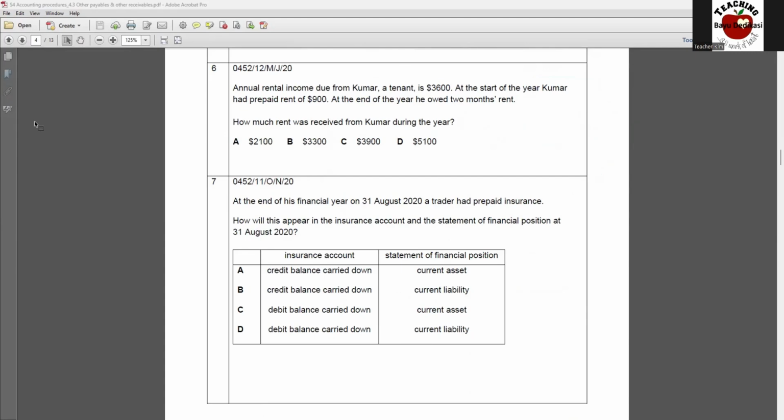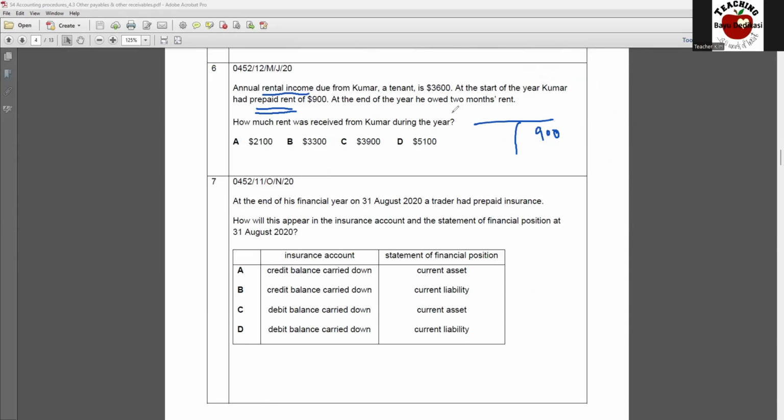Annual rent income due from Kumar, a tenant, is 3,600. At the start of the year, Kumar has prepaid rent of 900. This one is an income account. When you have prepaid at the beginning of the year, it is a liability, so your balance BD is on the credit side.